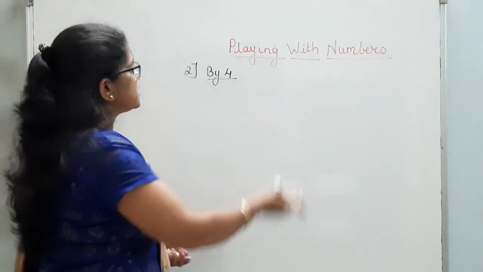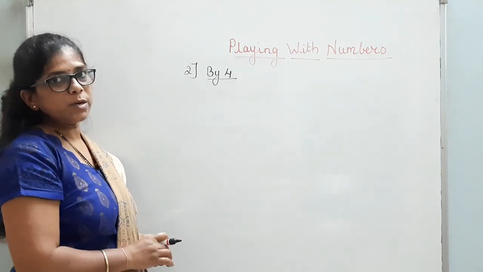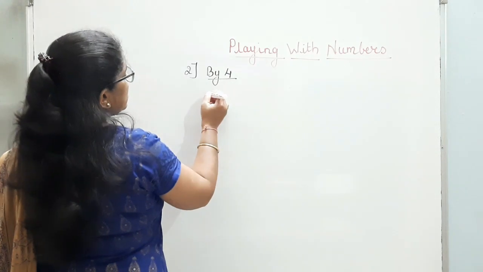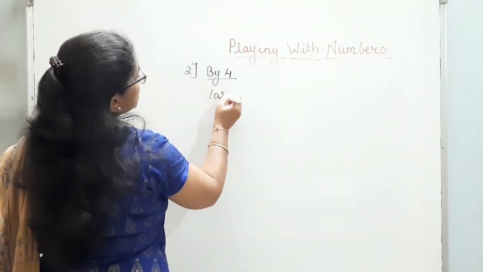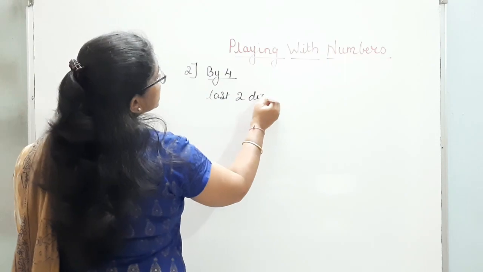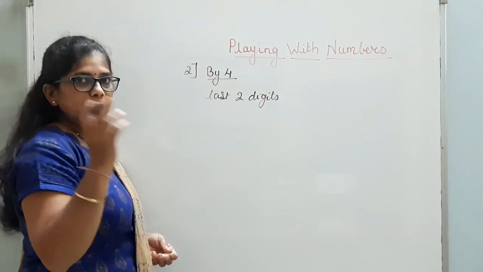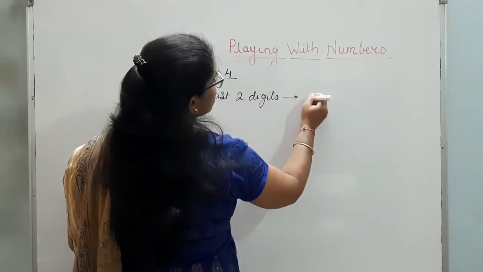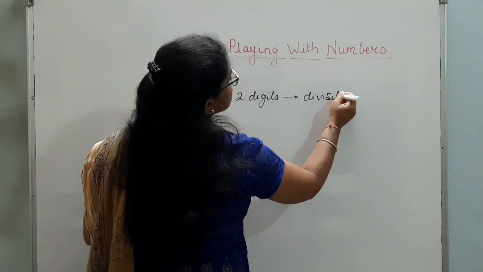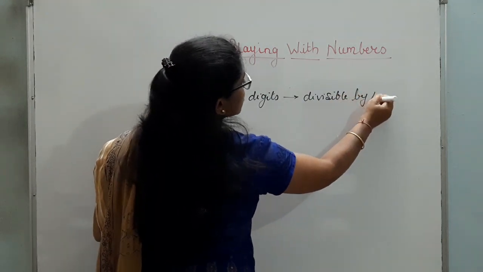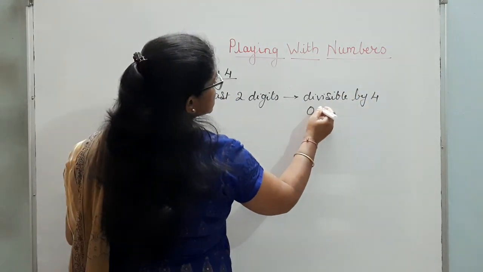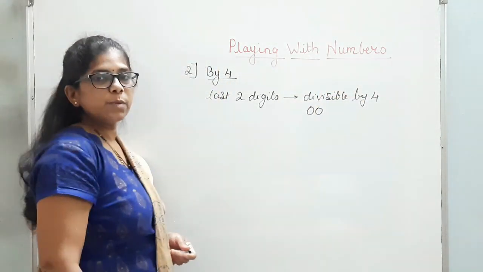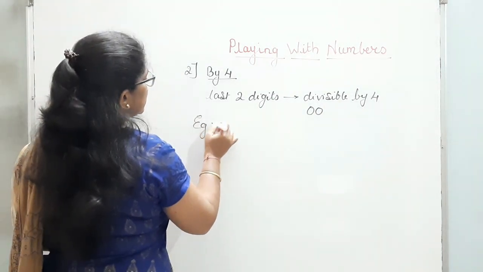Now our next test is for 4, to check whether the given number is divisible by 4 or not. So how to check this? Here you have to see only the last 2 digits of the given number. If the last 2 digits are divisible by 4, or if the last 2 digits are 0, 0, then the complete number is divisible by 4. Let us see examples.